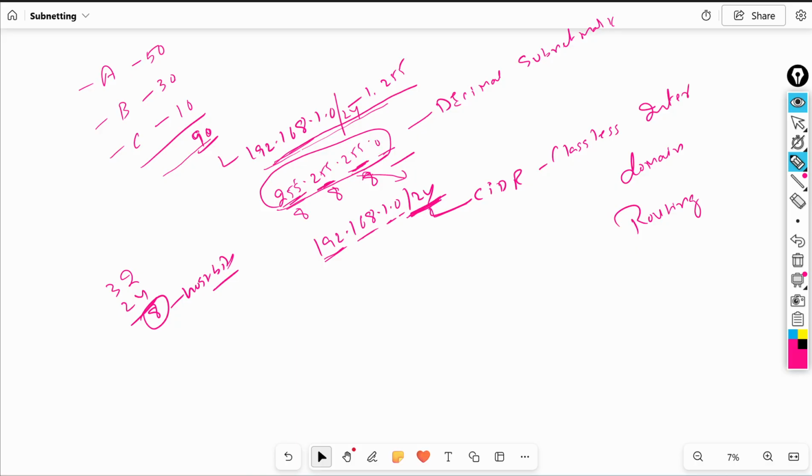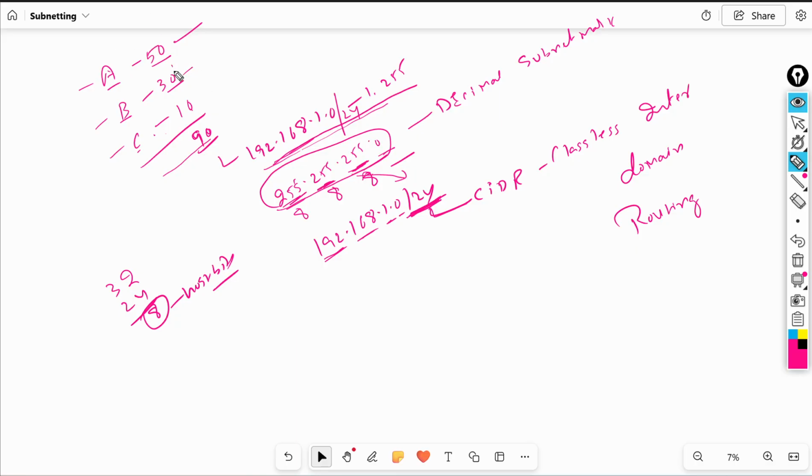Right. So now we will do subnetting as per this requirement. First we need to find out what the highest requirement is. Based on the highest requirement, we will do subnetting. So here department A requires 50 IPs, department B requires 30 IPs, department C requires 10 IPs. What is the highest requirement here? 50 IPs. So based on the 50 IPs, we will do subnetting, not based on 30, not based on 10. Remember this point. This is the first step.